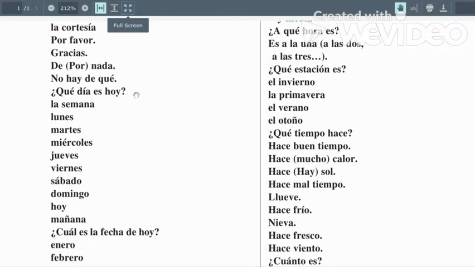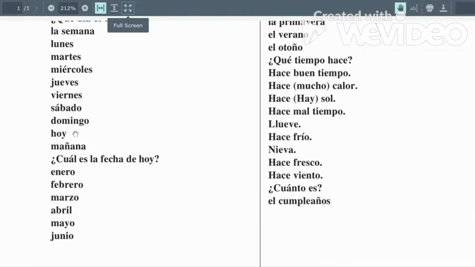¿Qué día es hoy? So now we get into the calendar, days of the week. So ¿qué día es hoy? is what day is it today. Hoy means today. La semana, the week. Lunes, Monday. Martes, Tuesday. Miércoles, Wednesday. Jueves, Thursday. Viernes, Friday. Sábado, Saturday. Domingo is Sunday.